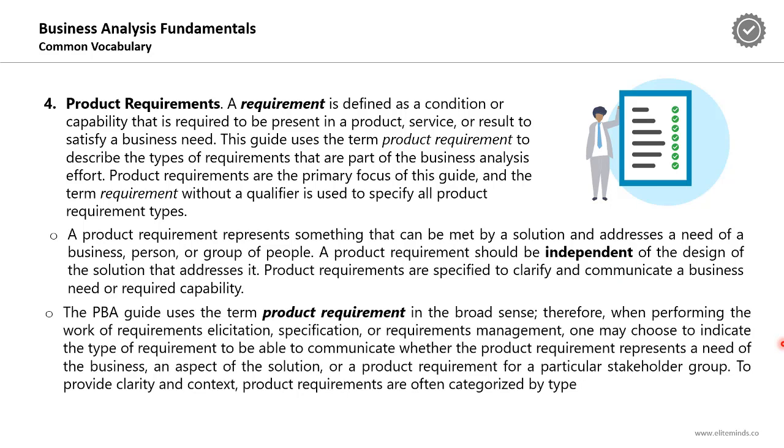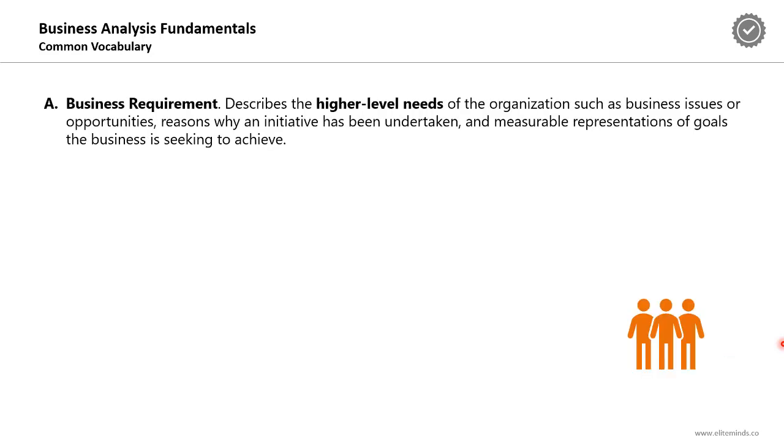The PMI Guide to Business Analysis uses the term product requirement in the broad sense. Therefore, when performing the work of requirements elicitation, specification, or requirements management, one may choose to indicate the type of requirement to be able to communicate whether the product requirement represents a need of the business, an aspect of the solution, or a product requirement for a particular stakeholder group. To provide clarity and context, product requirements are often categorized by type. So we need to understand what the different types of product requirements are.